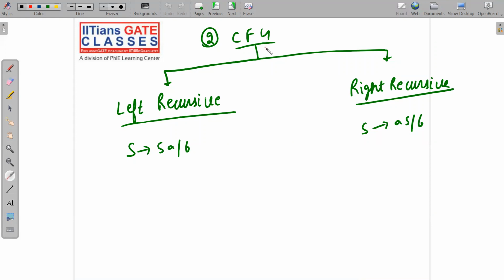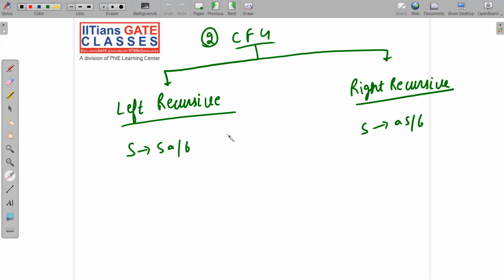The first bifurcation was that context-free grammars are of two types, ambiguous and unambiguous, which we studied in the previous class. Now, in this class, we are going to study the second bifurcation, that context-free grammars are of two types, left recursive and right recursive. What is left recursion and what is right recursion? I think you already know.